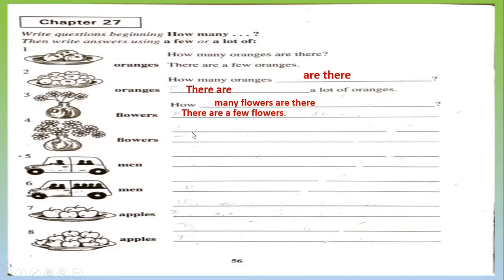Then next you have to write on your own. You have to complete like this. How many flowers are there? Then in the answer, there are a lot of flowers. How many men are there? There are a few men. How many men are there? There are a lot of men. Same like this, you have to complete this on your own.